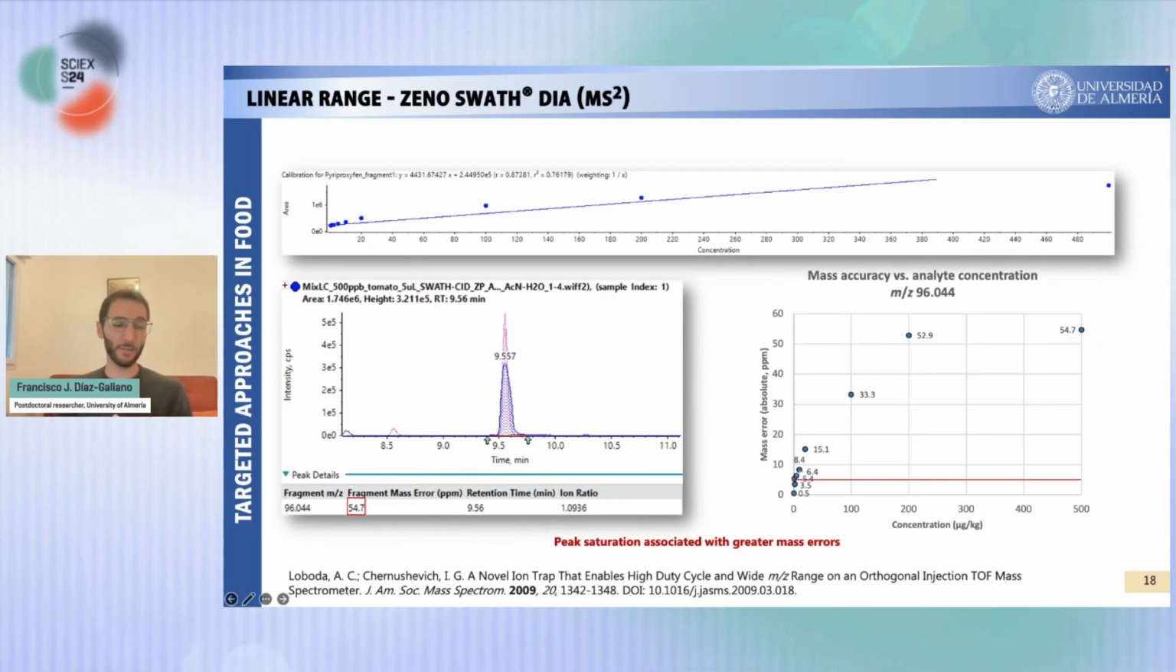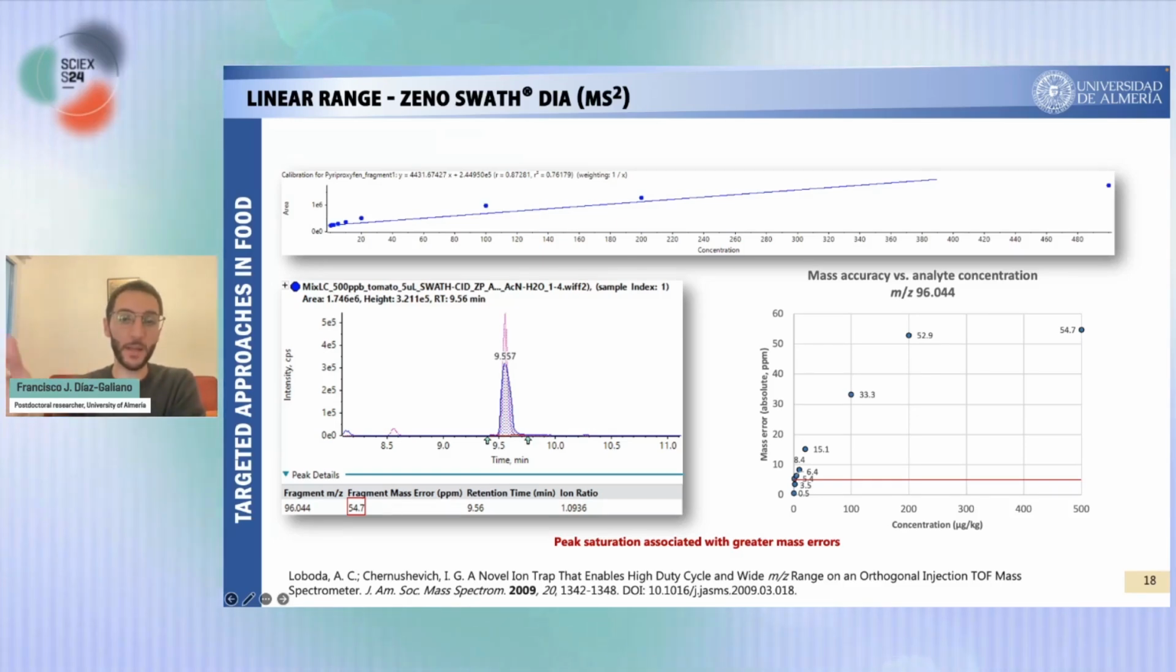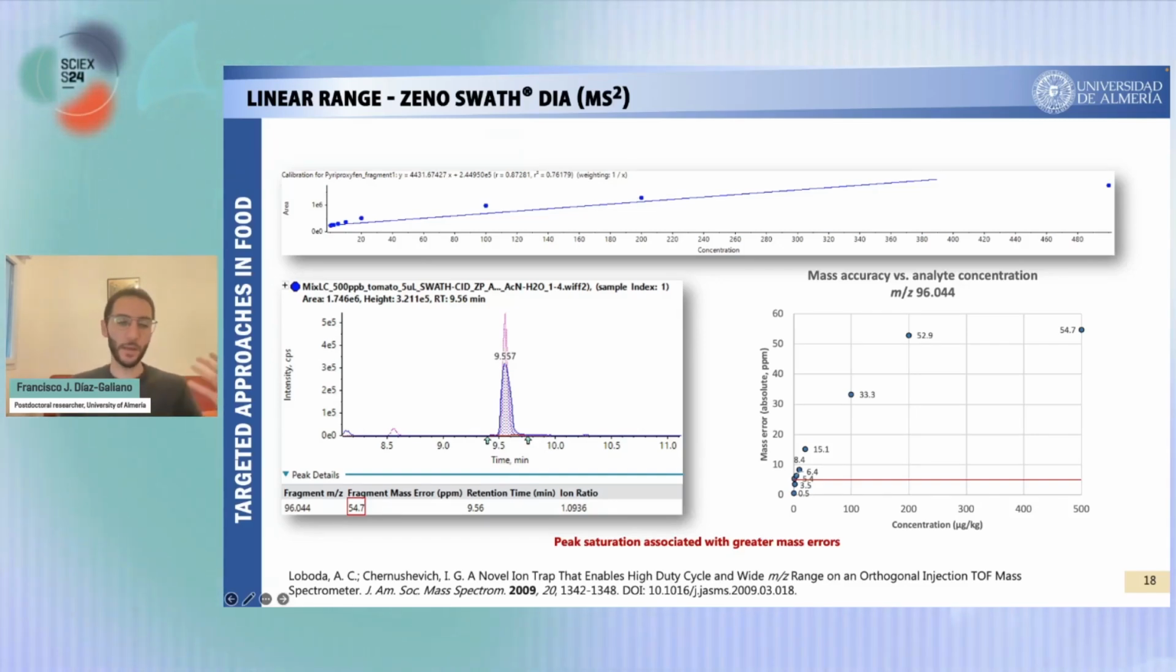As originally described by Loboda and Chernushevich, I hope I pronounced that correctly, when discussing the fundamentals of the Zeno trap, its use can be subject to peak saturation and the loss of mass accuracy. But this is not a problem of the Zeno trap itself, but rather of the detector, the time-to-digital converter, and the dead times that can appear when one has very high ion currents. So in this slide, you may observe how the linearity and mass accuracy are lost for the pyriproxyfen fragment, but this situation can be overcome either by turning off the Zeno pulsing option in subsequent experiments and running the sample again, or by creating a specific MRM-HR method for the confirmation of fragment ions.